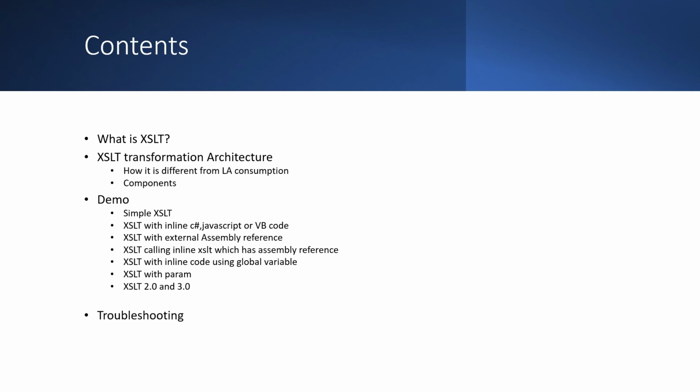I have a few demos created on simple XSLT and XSLT with inline C#, JavaScript or VB code, XSLT with an external assembly reference, or XSLT calling an inline XSLT which has assembly reference, and using the inline code with a global variable, and calling an XSLT with parameters, and XSLT 2.0 and 3.0. And finally, we'll go through some of the troubleshooting options available.